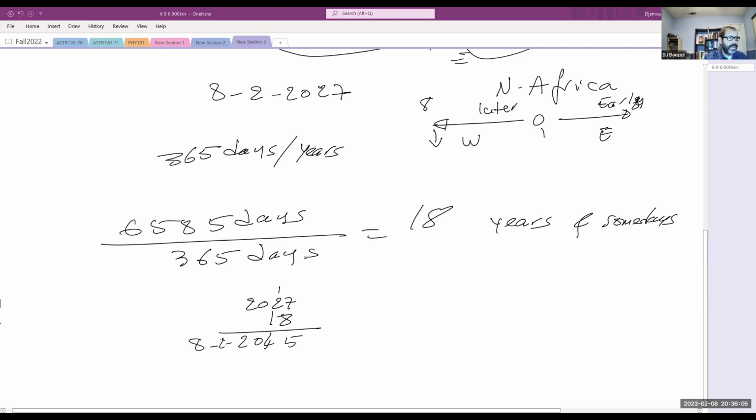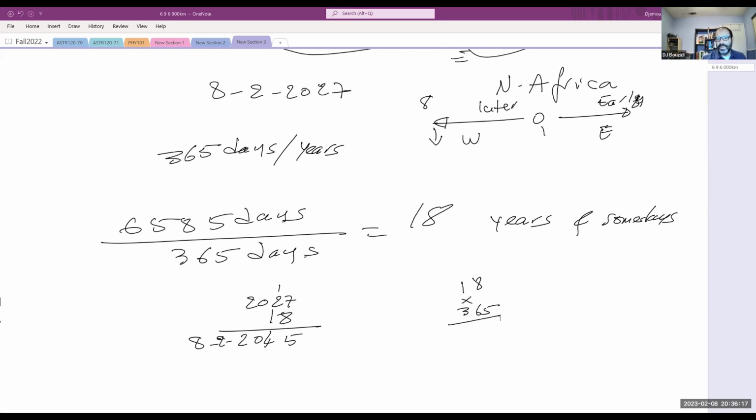August 2nd of that year, okay? We need to find how many exact days there are. So what we're going to do is take 18 and multiply it by 365. According to my calculator, 18 times 365 is 6,570. Please verify these things.